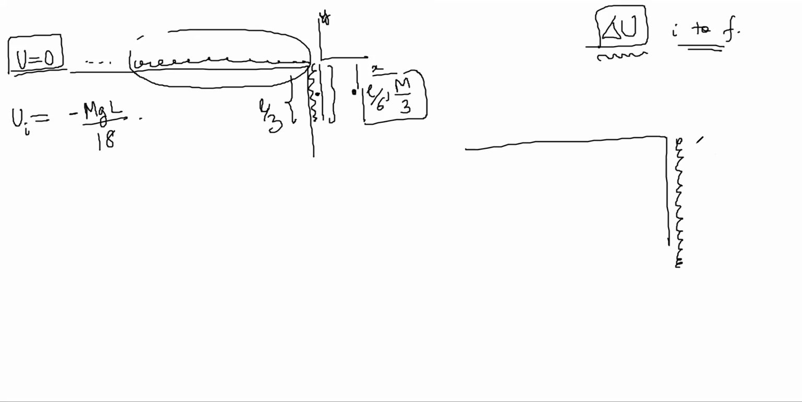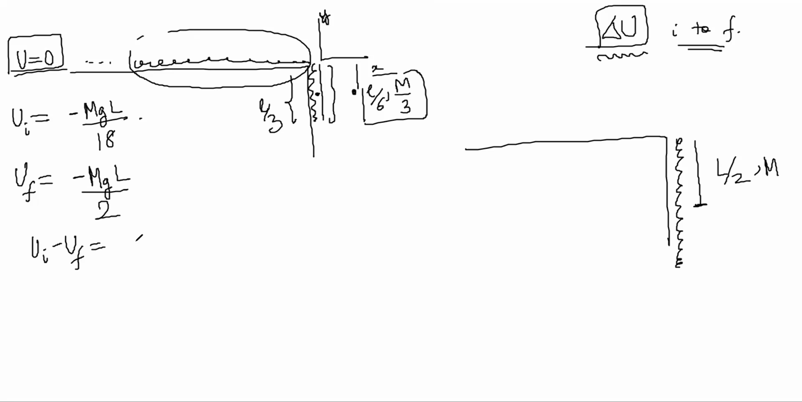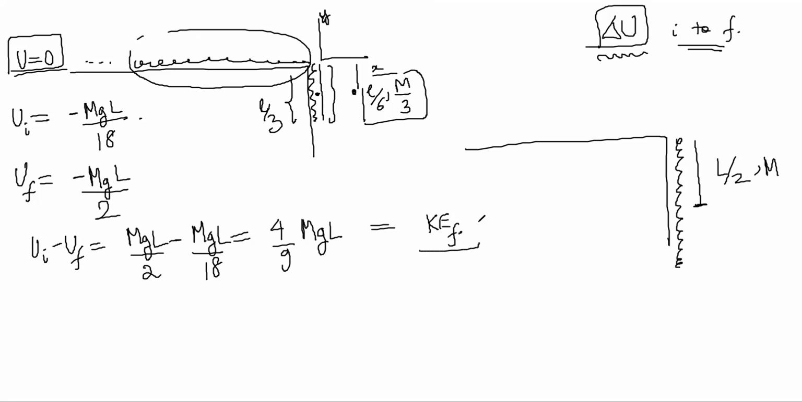So if you think about it, the particle is at a depth of L by 2, right? And the mass in this case is capital M, right? So the final potential energy is equal to minus MgL by 2, right? So Ui minus Uf will become MgL by 2 minus MgL by 18. So that will become 8 by 18, so 4 by 9, right? 4 by 9 MgL is equal to the final kinetic energy, right?